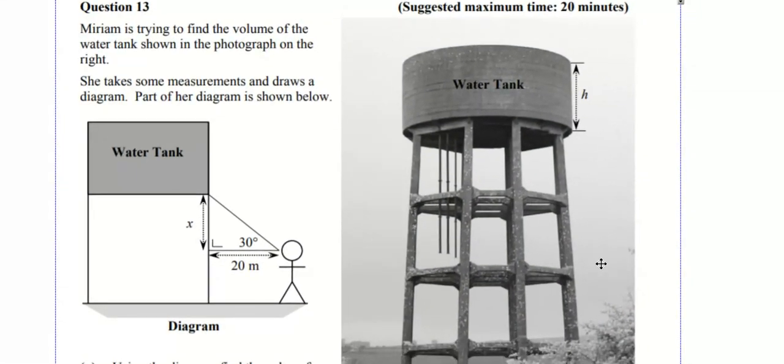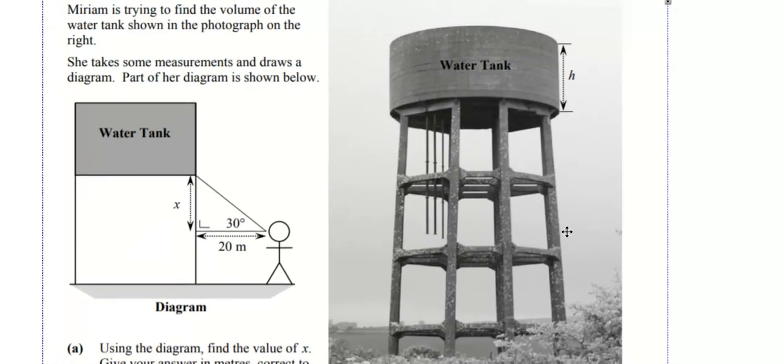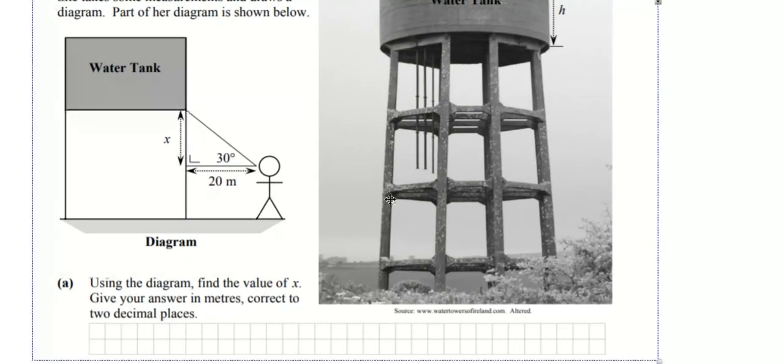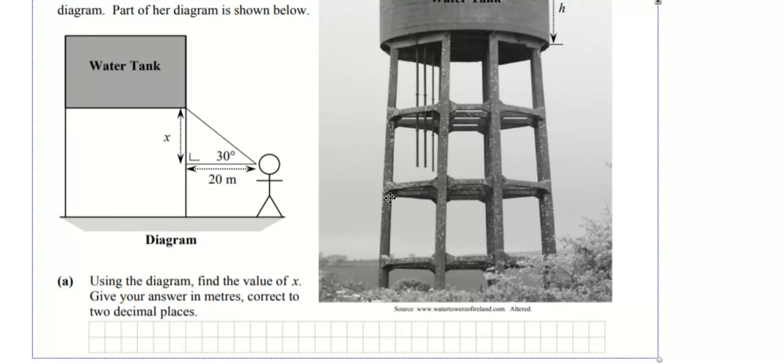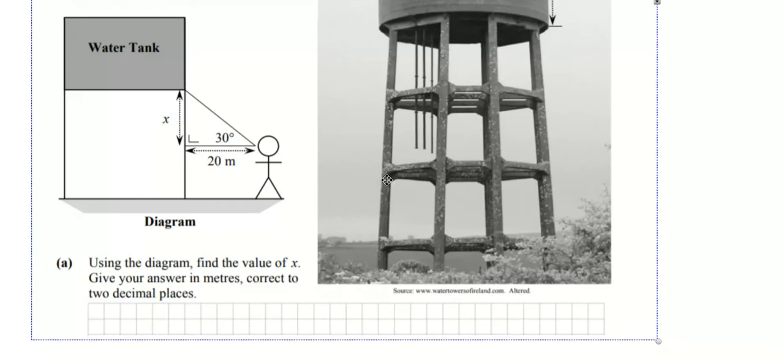Miriam is trying to find the volume of the water tank as shown in the photograph on the right. She takes measurements and draws the diagram, part of which is shown below. Use the diagram to find the value of x correct to 2 decimal places.